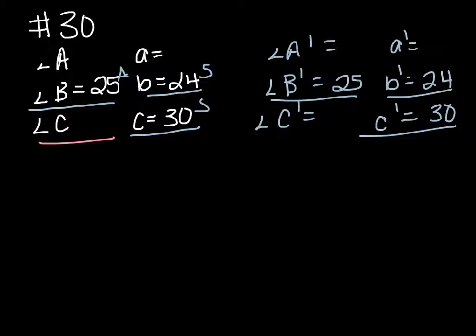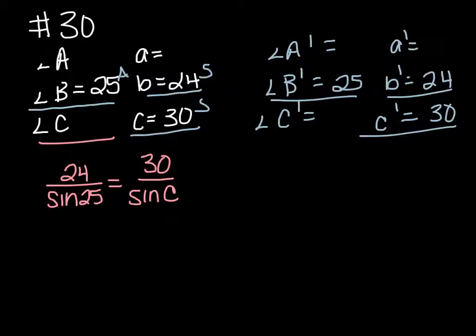So I'm going to say 24 over the sine of 25 degrees equals 30 over the sine of C. Make sure your calculator is in degree mode. When I cross multiply and then take the inverse of that answer, I get angle C equals 31.9 degrees.